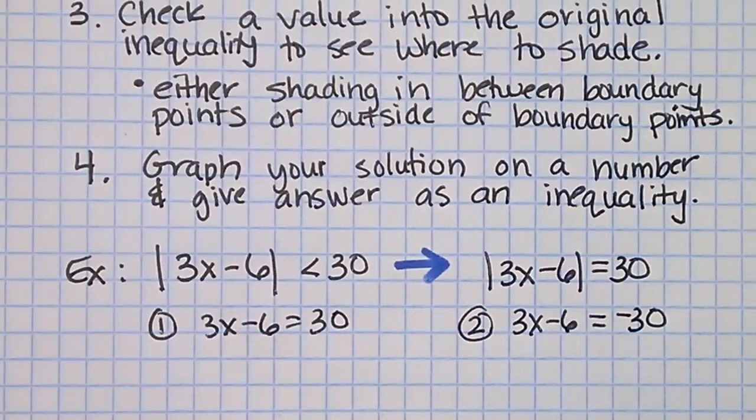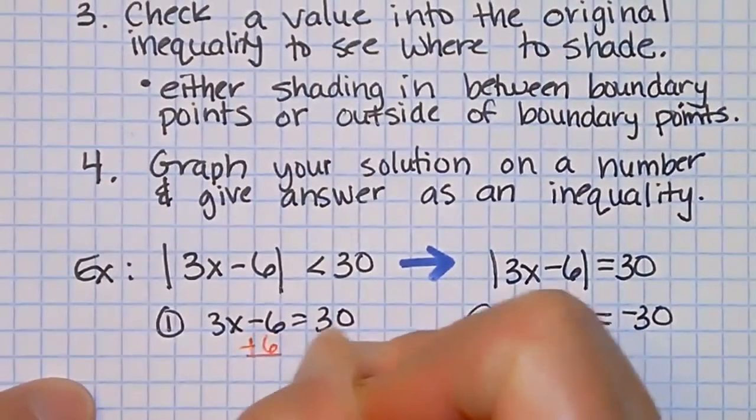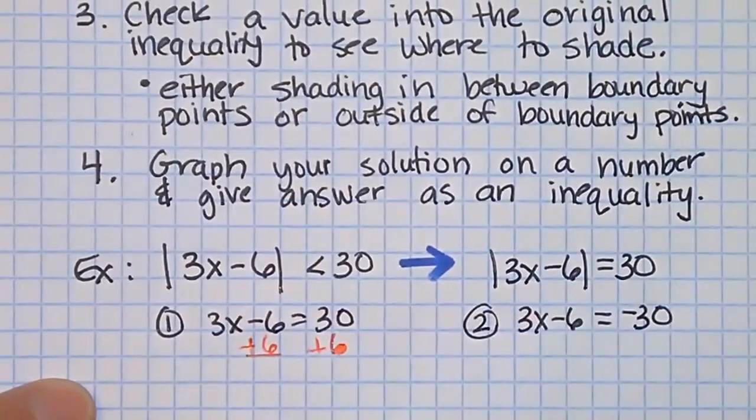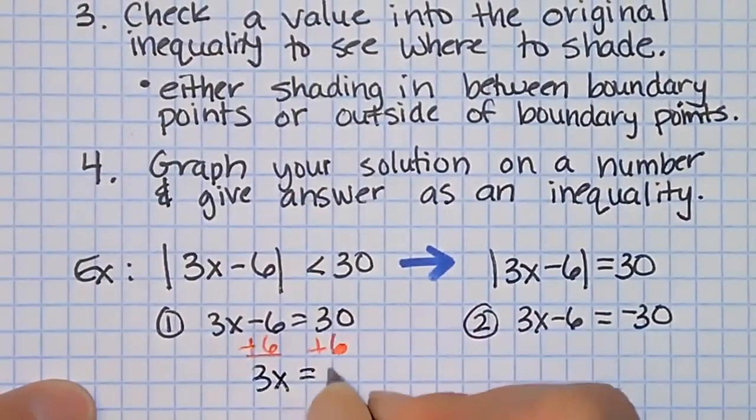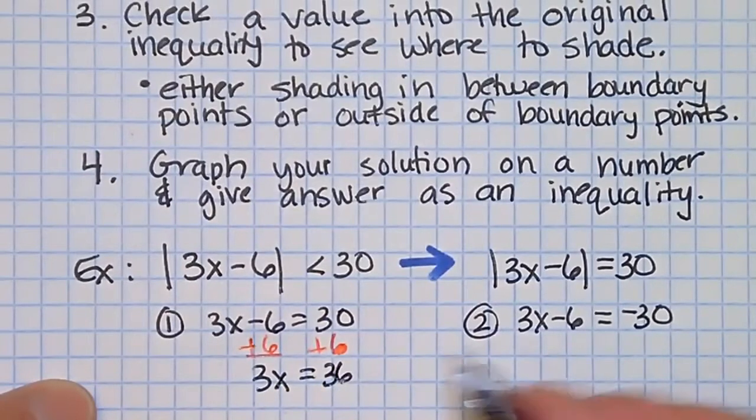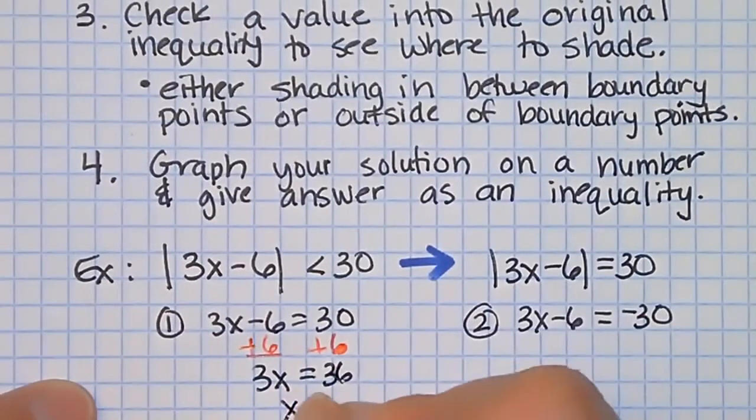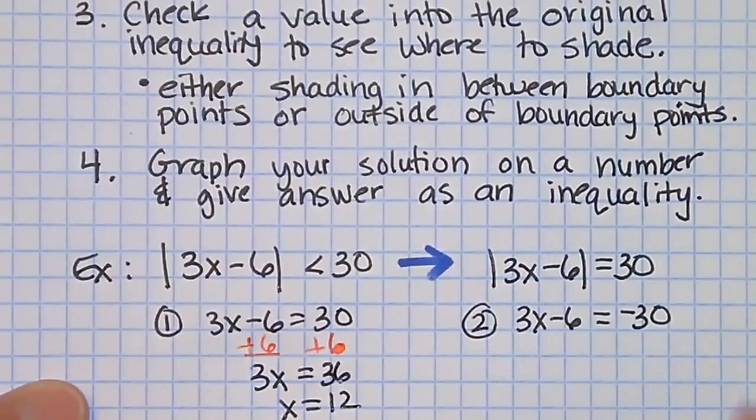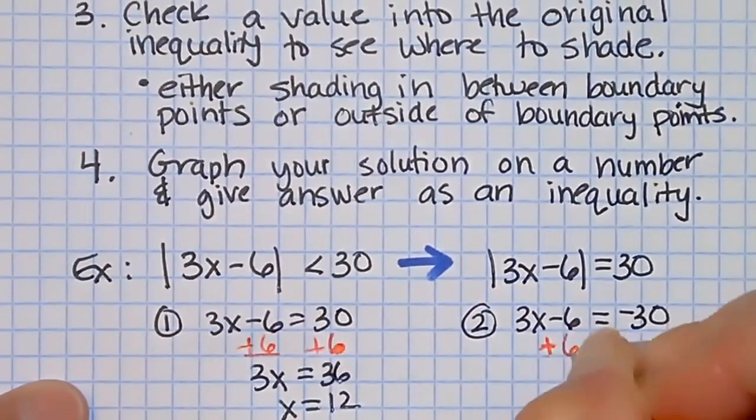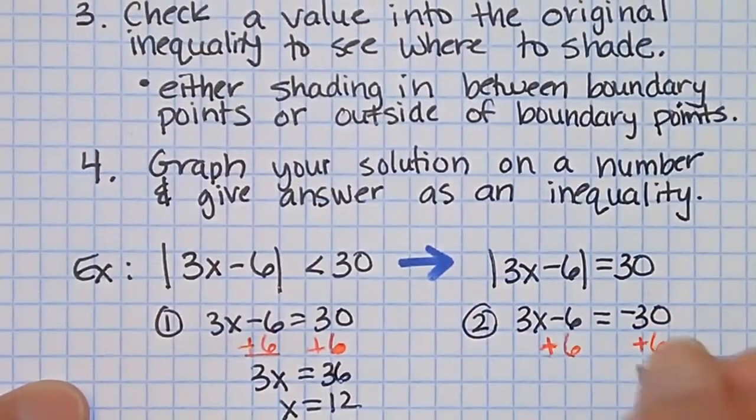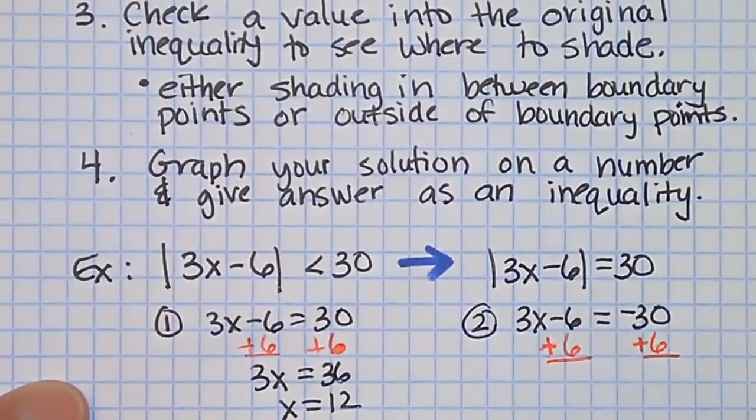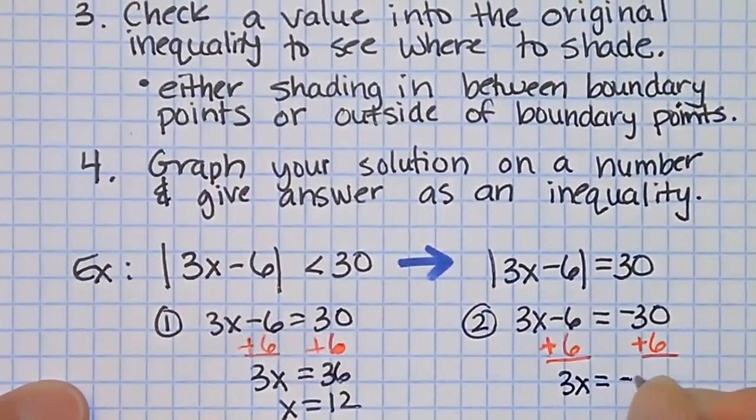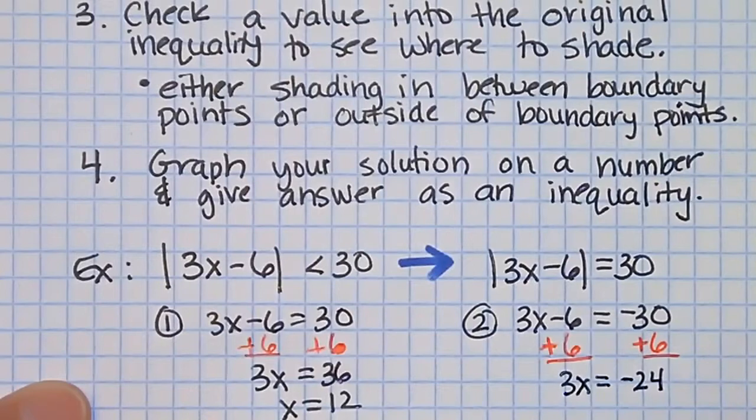First, I'm going to add 6 to both sides. And when I add 6 to both sides, I get 3x is equal to 36. Then I divide both sides by 3, and I get x is equal to 12. So 12 is going to be one of my boundary points. Over here, I'm going to do the same thing. I add 6 to both sides, and I end up with 3x equal to negative 24. And when I divide by 3, I get x is equal to negative 8. And those are going to be my two boundary points.